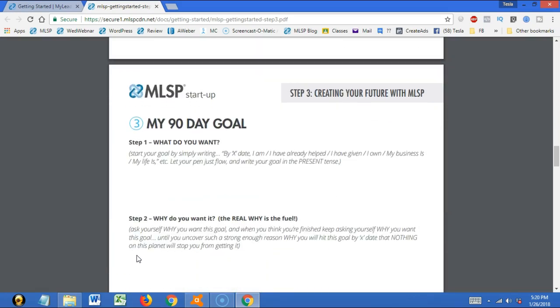90-day goal. Write this down, your 90-day goal that you want to see accomplished. Start your goal by simply writing, by this date, I am, or I have already helped, or I have given, I own, my own business is, my life is, etc. Let your pen just flow and write your goal in the present tense.